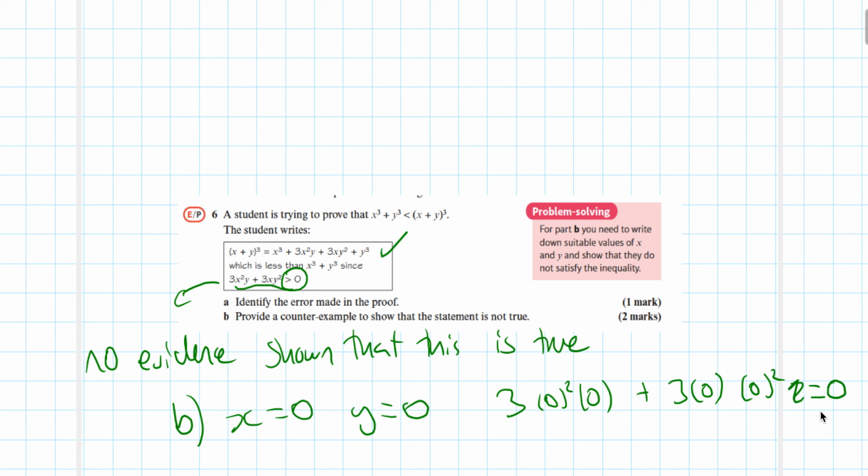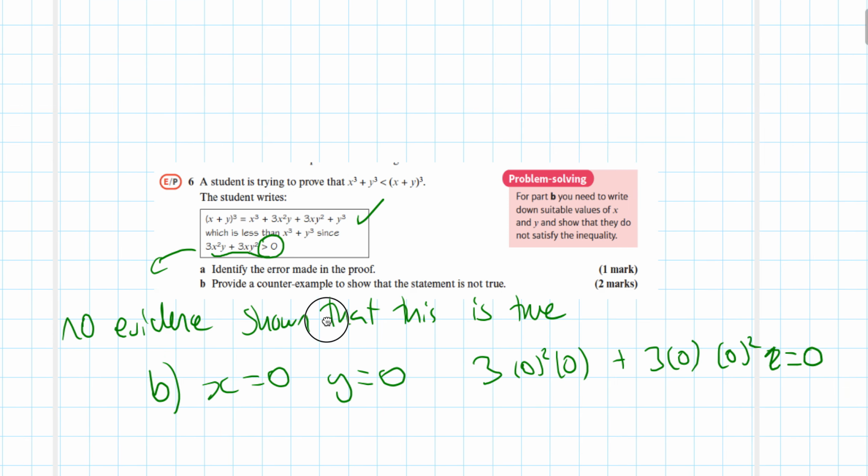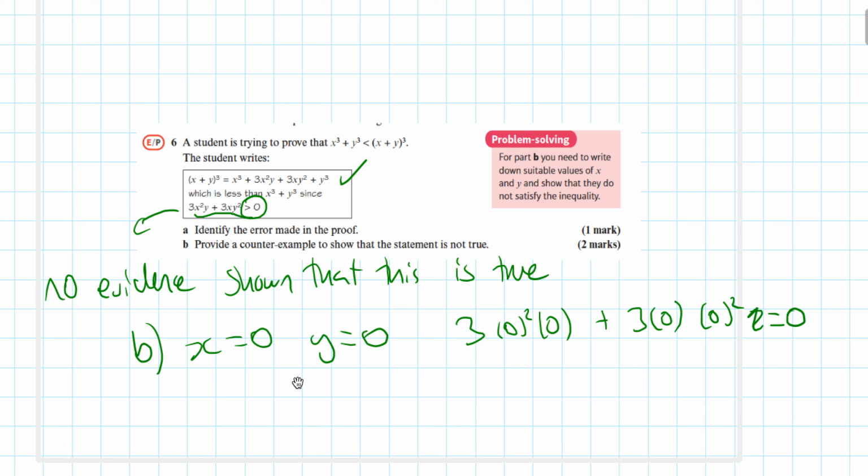I'm trying to think of any other methods that we have that could be used. I think some of the negative ones will work and some of them won't, but I'm not sure. Anyway, x equals 0, y equals 0 is a perfect counterexample to prove that this is not true.